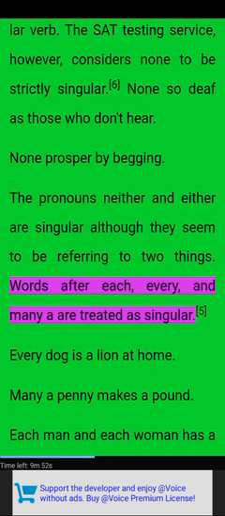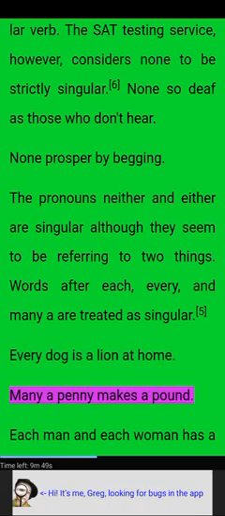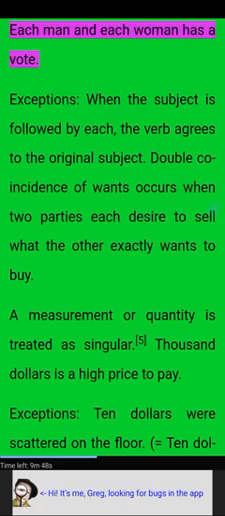Words after each, every, and many are treated as singular. E.g. Every dog is a lion at home. Many a penny makes a pound. Each man and each woman has a vote. Exceptions. When the subject is followed by each, the verb agrees with the original subject. Double coincidence of wants occurs when two parties each desire to sell what the other exactly wants to buy.